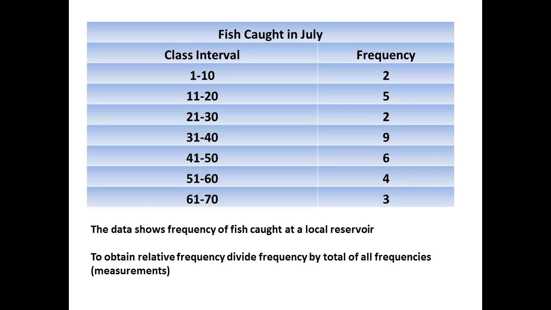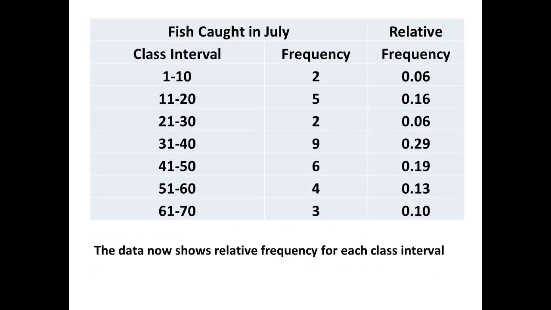So here is a table showing the fish caught each day in July by a keen angler fishing at a local reservoir. Let us also look at the relative frequency, which we can find by dividing the frequency for any class interval by the total of all frequencies. Here is our modified table showing the relative frequency in the end column.